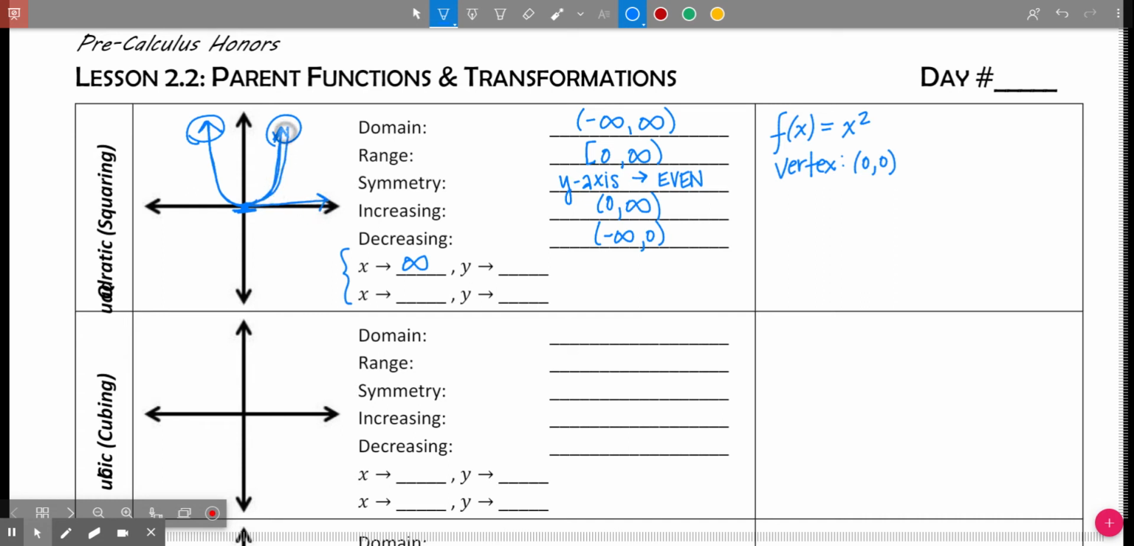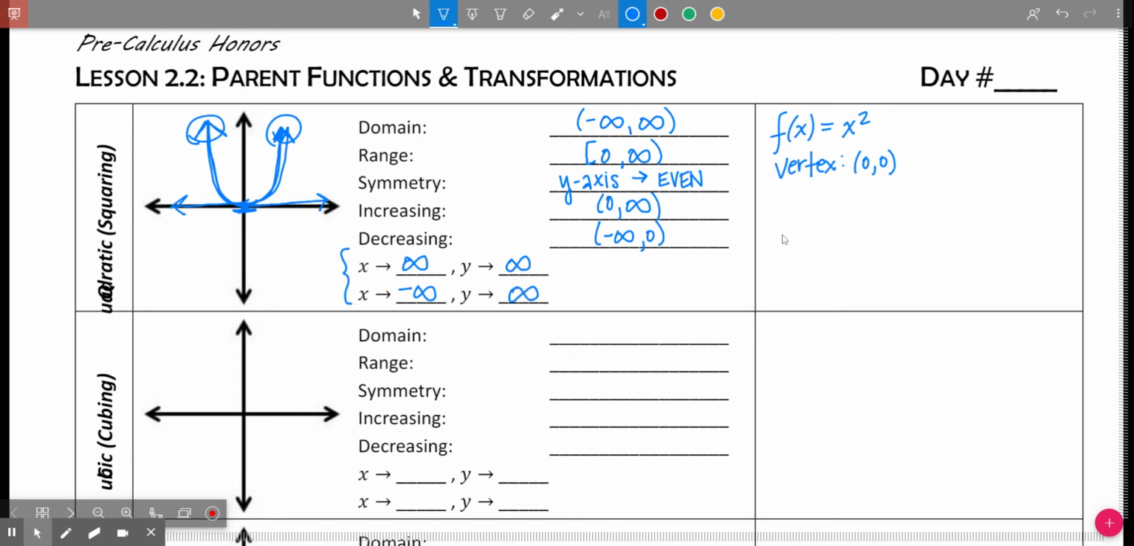the graph of my function goes up. So y approaches positive infinity. As I move left on my x-axis, so towards negative infinity, my graph is going up. So it also approaches positive infinity.